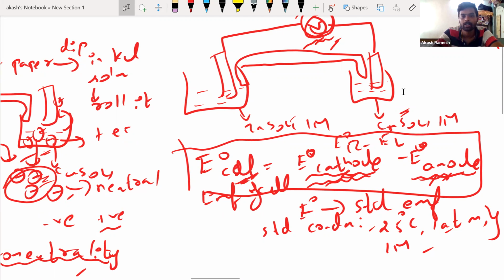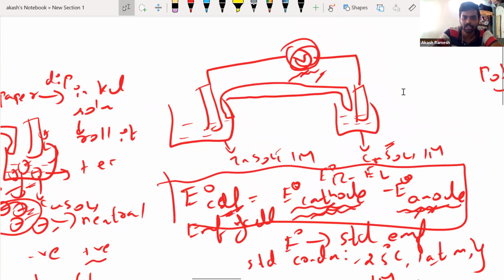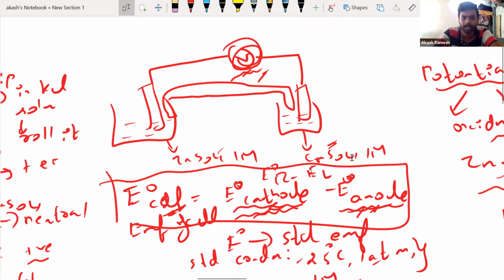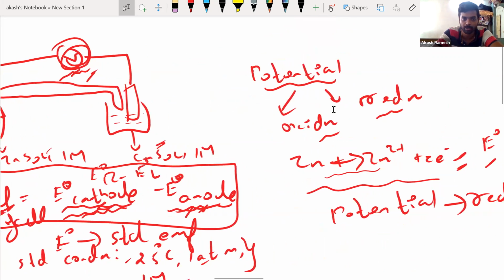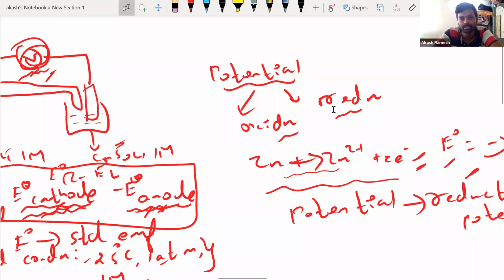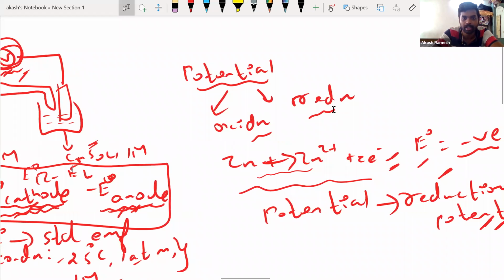Now the next thing is we went on to see potential. I told you that I can have two different types of potential, reduction potential and oxidation potential. Their magnitude is the same, only the sign will be different. But I told you that whenever I say potential from now on, we are going to speak only about reduction potential.